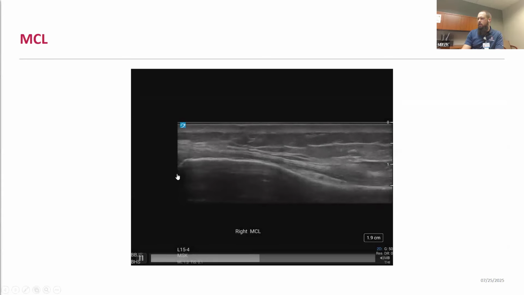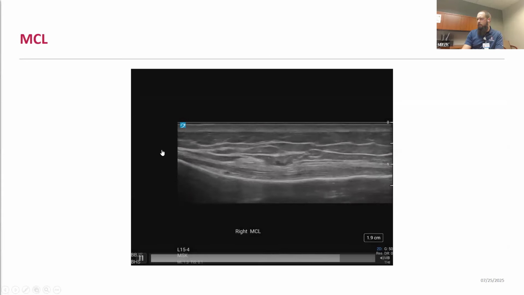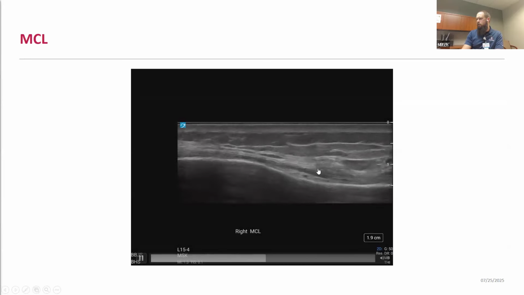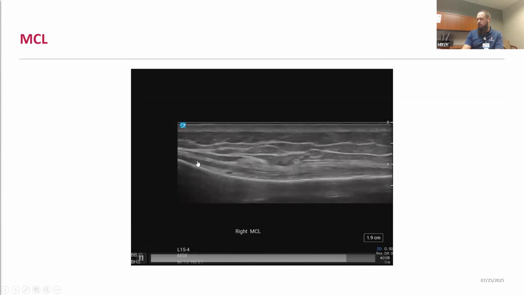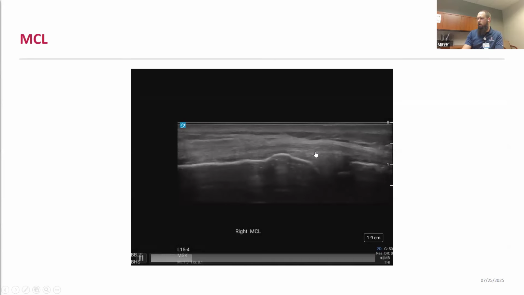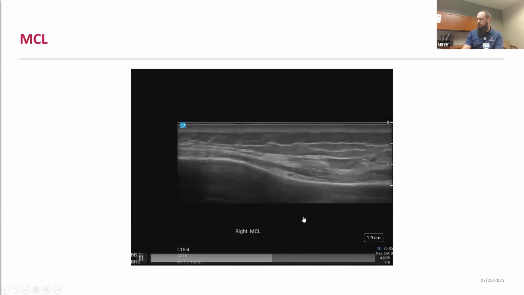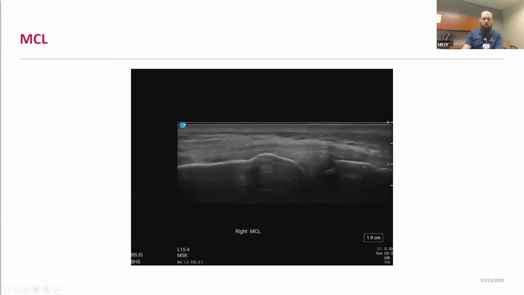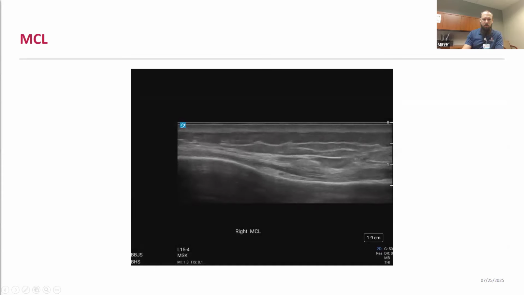And then I've got a video just looking at the coronal plane, scanning from proximal to distal of the MCL, just showing how long and how far the ligament extends. And again, we start to get into the Pes Anserine complex that we'll bring up on the subsequent slides here.